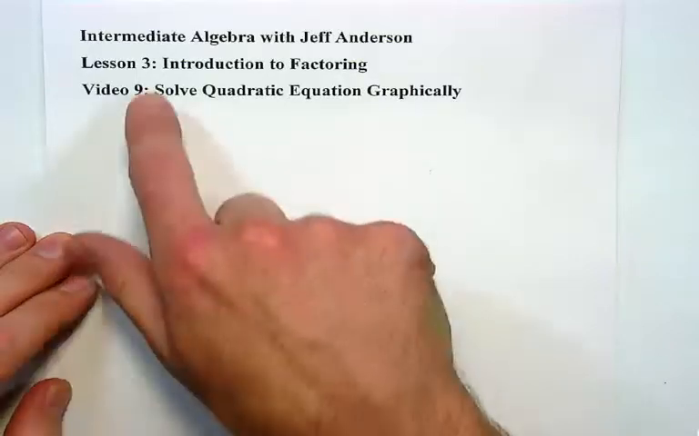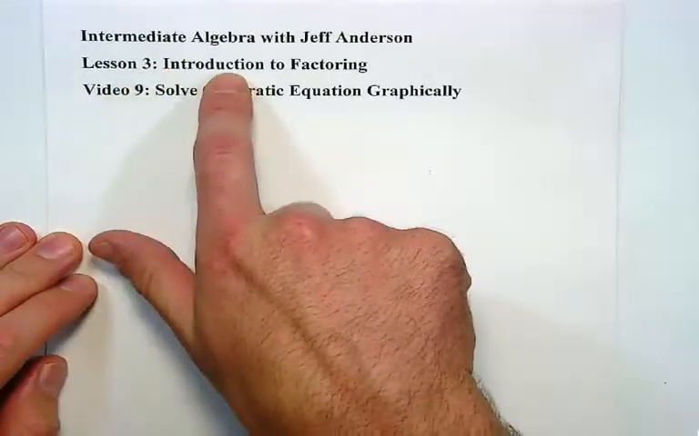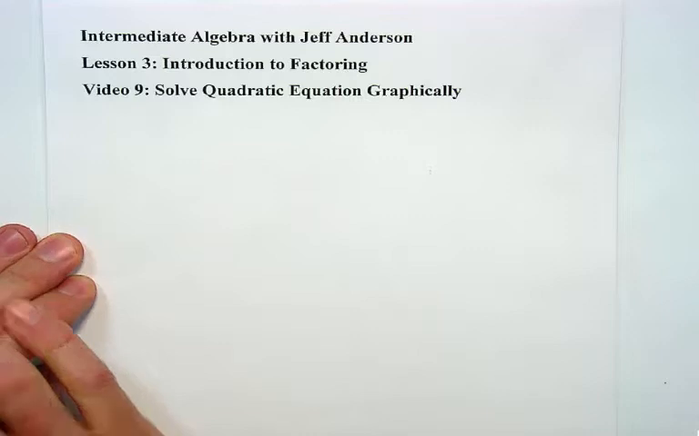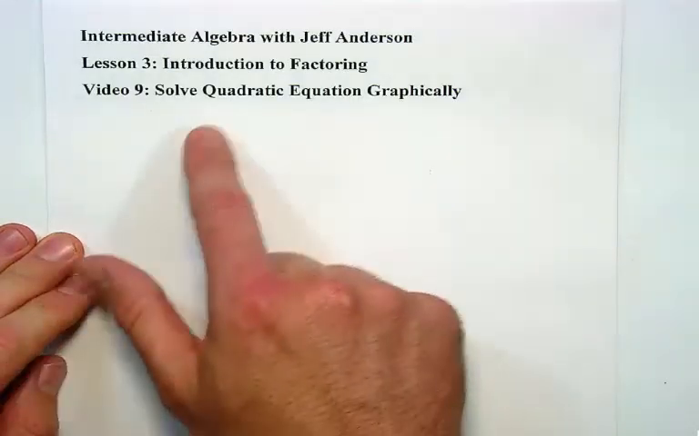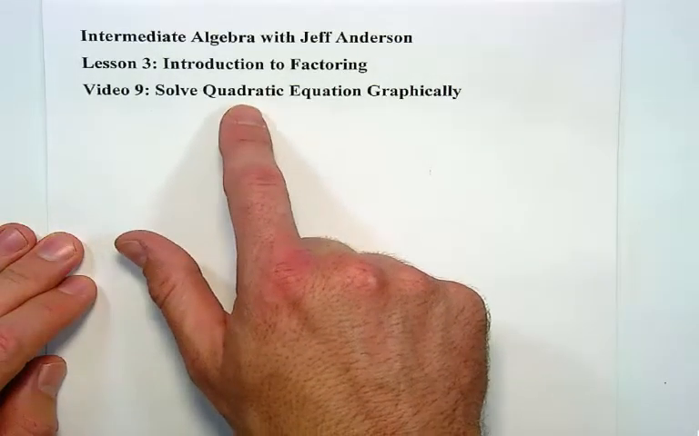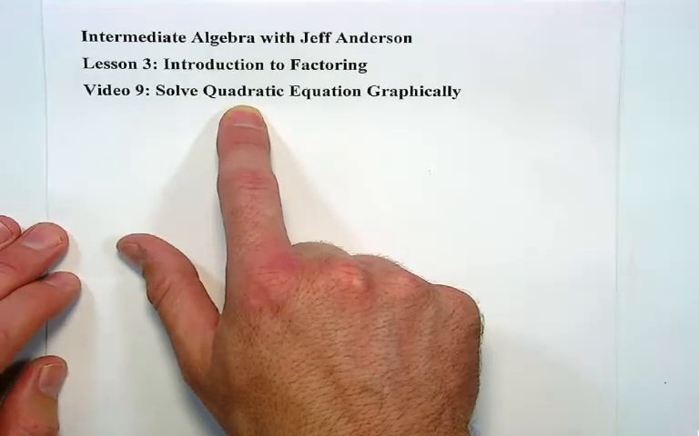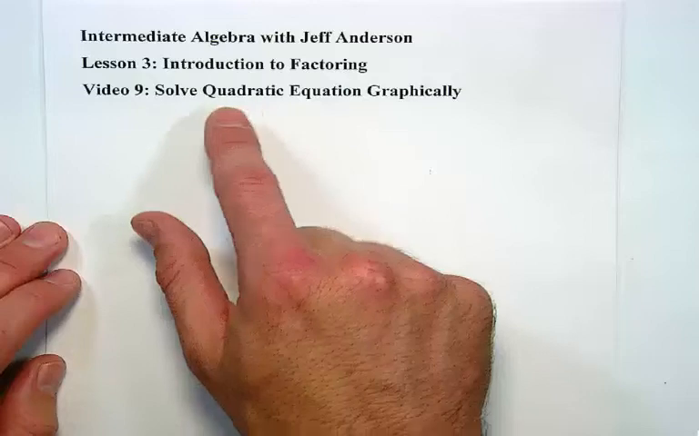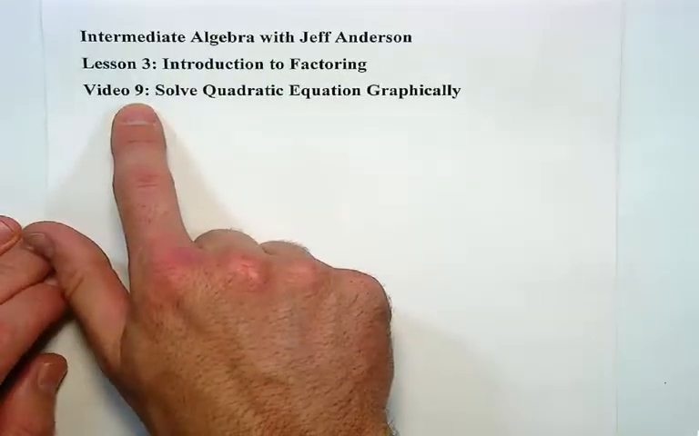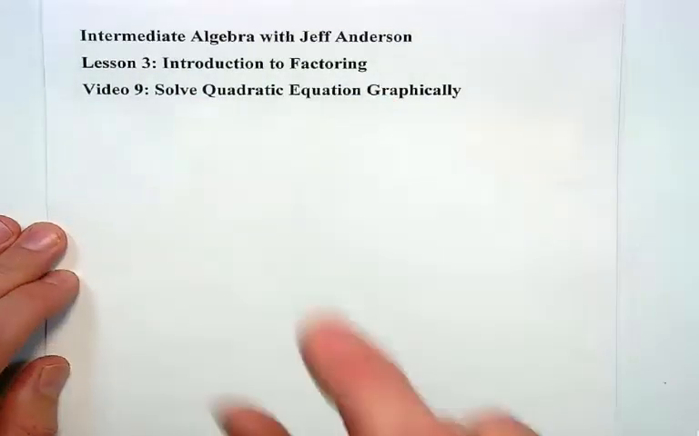Welcome back. We're still in lesson 3. We've been talking about factoring and the use of the zero product property. In the last video, we saw how to use the zero product property as an inverse to a quadratic equation. In fact, we solved an equation using that property. In this video, we're going to solve the same equation from video 8 in this lesson, but this time we're going to do it graphically.